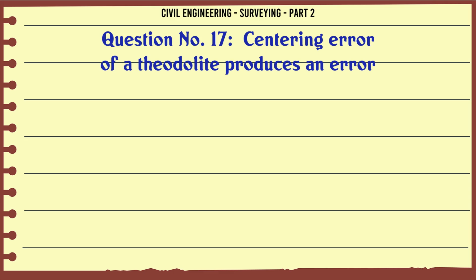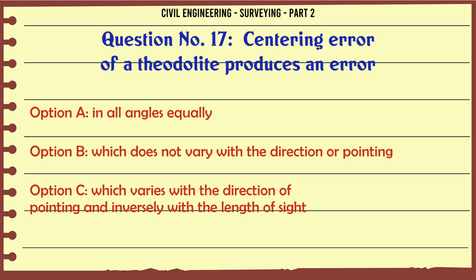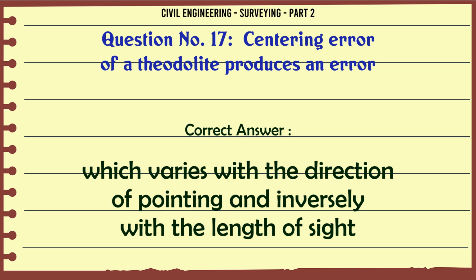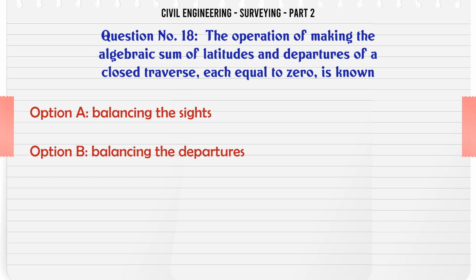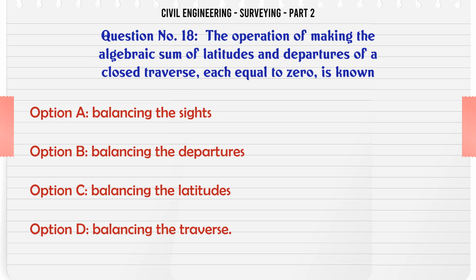Centering error of a theodolite produces an error A. in all angles equally, B. which does not vary with the direction of pointing, C. which varies with the direction of pointing and inversely with the length of sight, D. none of these. The correct answer is which varies with the direction of pointing and inversely with the length of sight.